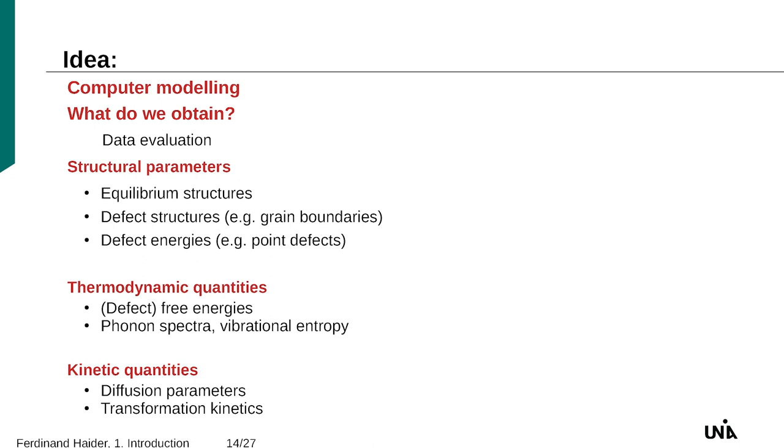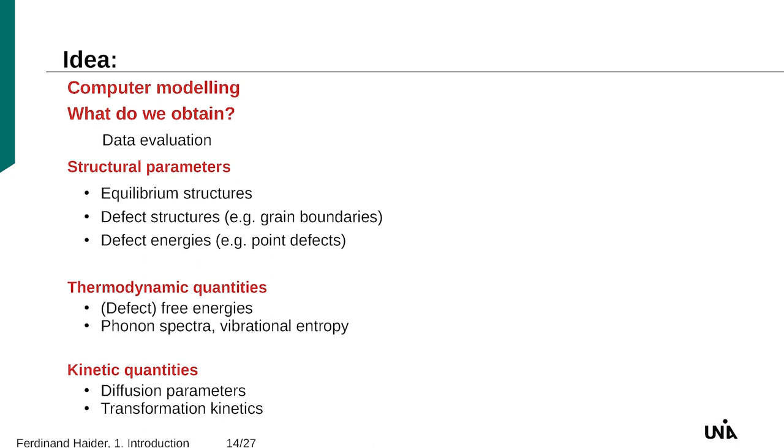First of all, we can get equilibrium structures. So we have certain types of atoms, and we don't know which crystal structure is the most stable one, for example. But to be honest, MD is not the best tool to do this. You better do this with DFT, because with DFT your energies are pretty good, while in MD it's always a question of luck.